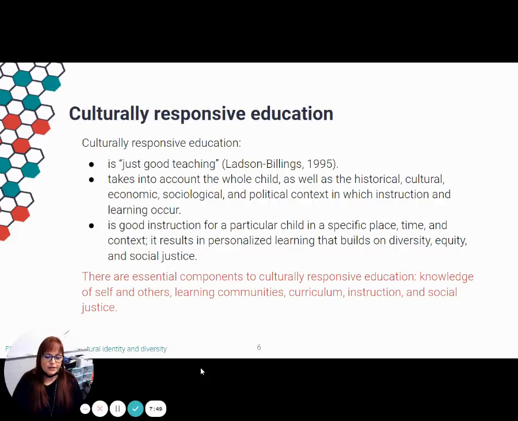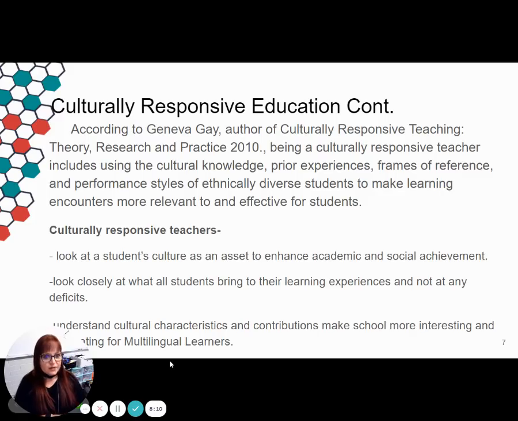There are essential components to being a culturally responsive educator. The first is knowledge of yourself and others, learning communities, curriculum, instruction, and social justice. According to Geneva Gay, the author of Culturally Responsive Teaching: Theory, Research, and Practice, being a culturally responsive teacher includes using the cultural knowledge, prior experiences, frame of reference, and performance styles of ethnically diverse students to make learning encounters more relevant to and effective for students.